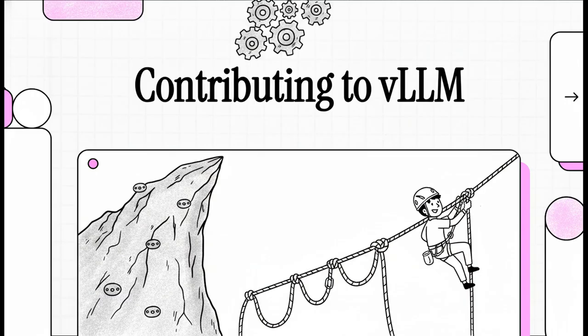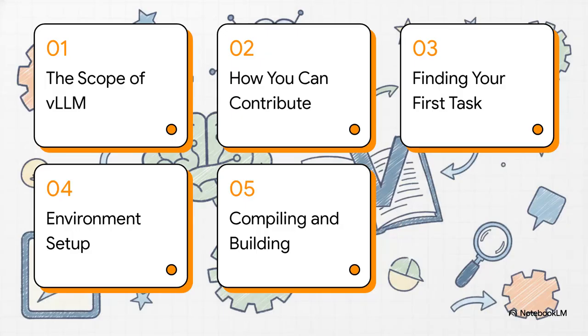But look, staring at an enterprise-scale repo from the outside, yeah, it can feel a bit like looking up at a sheer cliff face. So, our goal today is simple. We're handing you the ropes, the harnesses, and the exact handhold you need to go out there and make your very first contribution. All right, here's our roadmap for this explainer. We're going to look at the scope of vLLM, how you can actually contribute, and where to find your first task. Then, we'll wrap it all up with getting your environment set up and compiling the build.